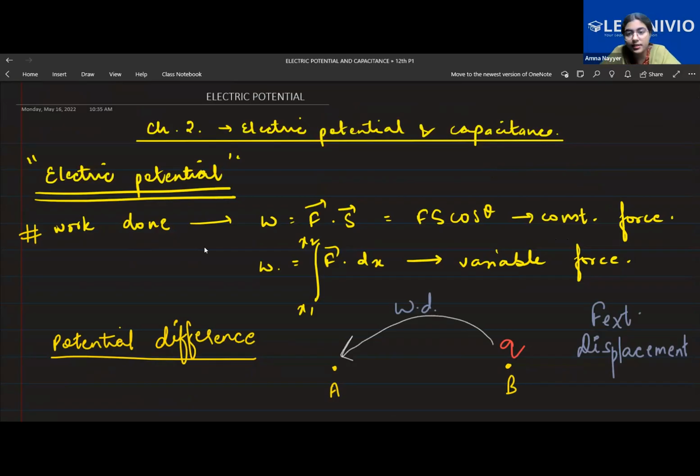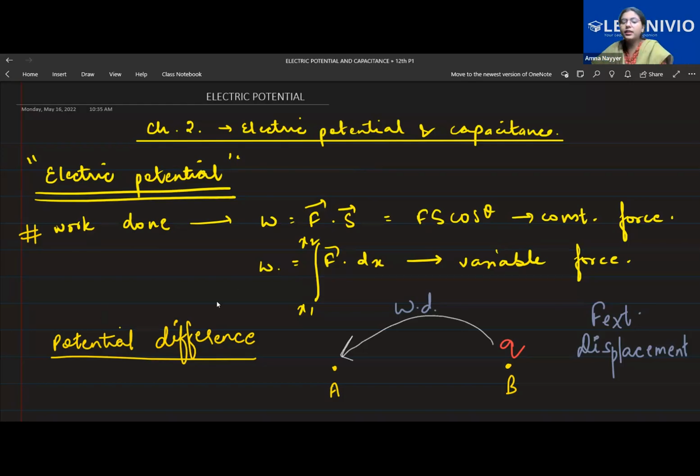Now, for understanding the whole concept of potential difference, one thing you should already be aware of is the work done concept from your class 11. In class 11, we discussed that work done is F dot S. F is the force, S is the displacement. So it is F S cos theta when the displacement and force are constant. But if your force is variable, you integrate it from some x1 to x2 value, like this, F dot dx, you integrate it from x1 to x2. So this is what is required from your class 11.